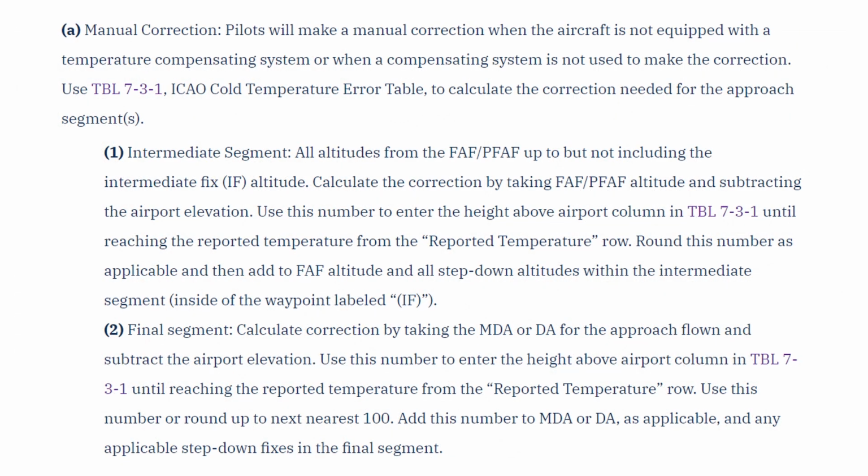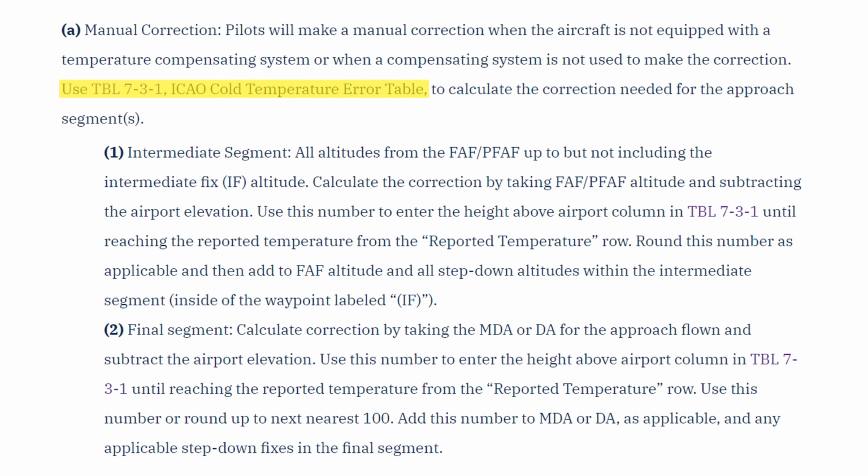The AIM also details how to make these corrections. The AIM provides us a table for correcting published altitudes, which we'll look at in a bit. We'll be taking the difference between the field elevation and minimum altitudes at certain points along the approach, and applying an altitude correction based on the temperature.